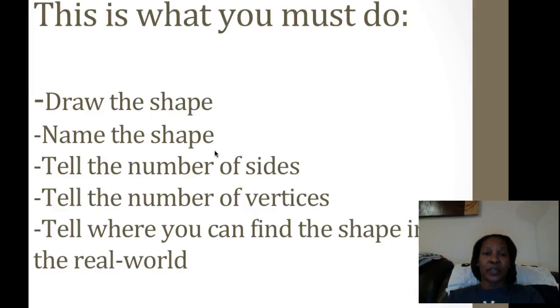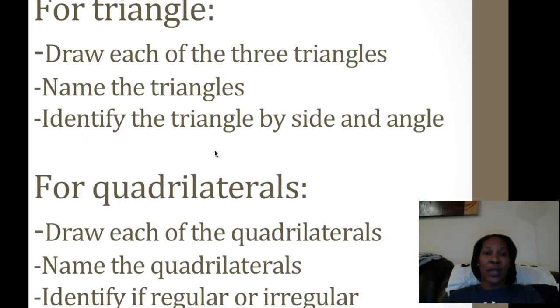The next step that you would have to do is for your triangle. For the triangle, I want you to draw each of the 3 triangles that we discussed, name the triangles, and then identify the triangle by the side and the angle. So we did this activity when I was there. For quadrilaterals, I want you to draw each of the quadrilaterals, name the quadrilaterals, and identify if it is regular or irregular. So make sure that you are listing all the triangles, all the quadrilaterals, not just one of them.